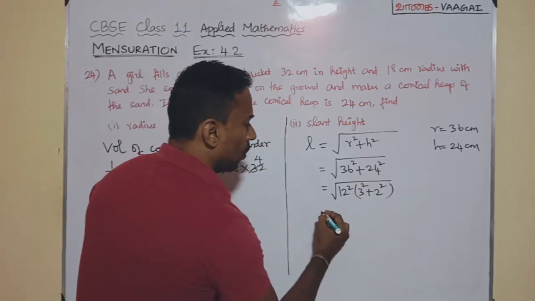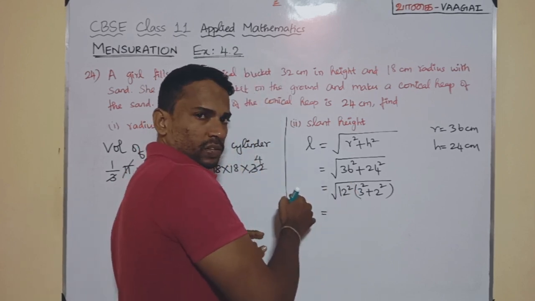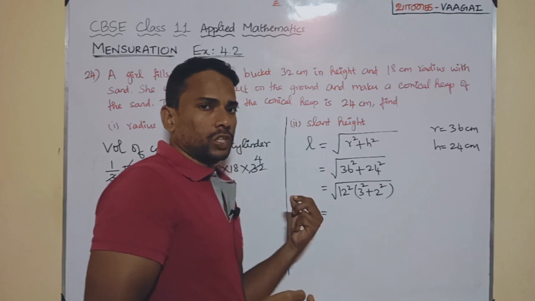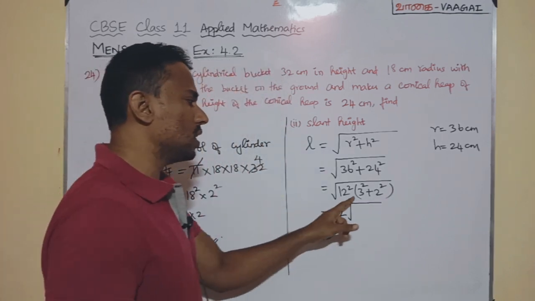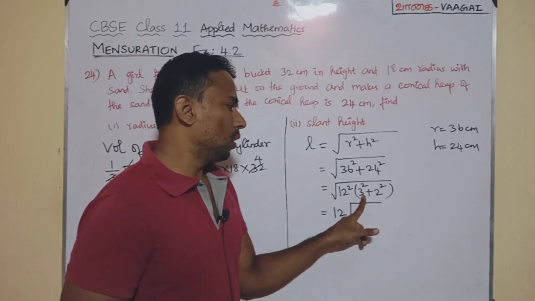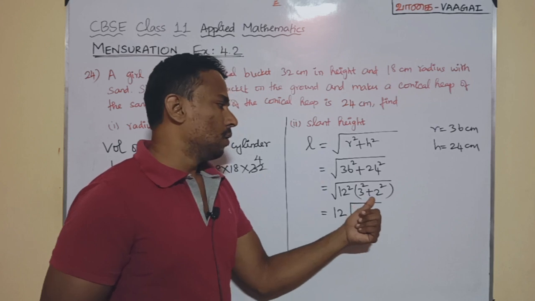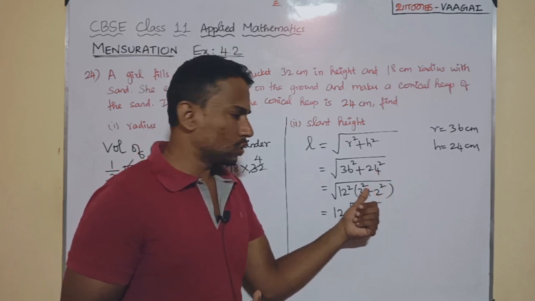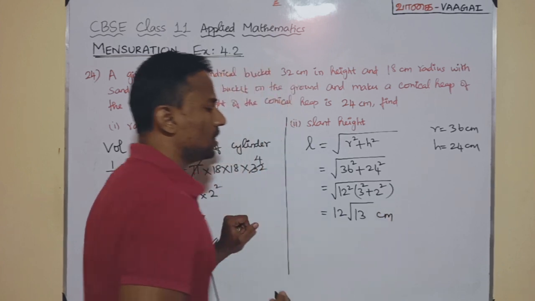Okay, yes. Now once again what I will do is I will take this 12 square itself out of the root. When 12 square comes out of the square root, it comes as 12. So simply 12 square root of, now you see here, now I have inside only this 3 square plus 2 square. This is easy for us to calculate. So 3 square is 9. 2 square is 4. So 9 plus 4 will be 13. So 12 root 13 centimeter is going to be the answer.